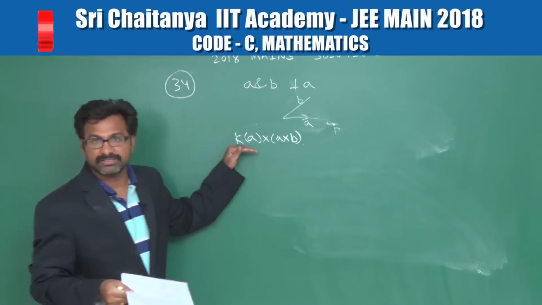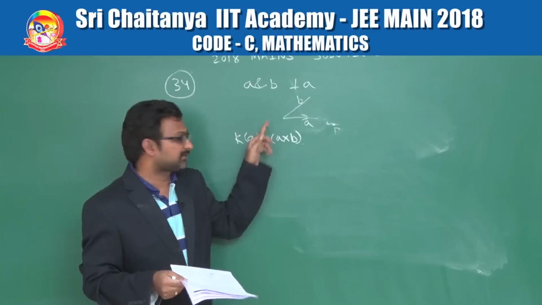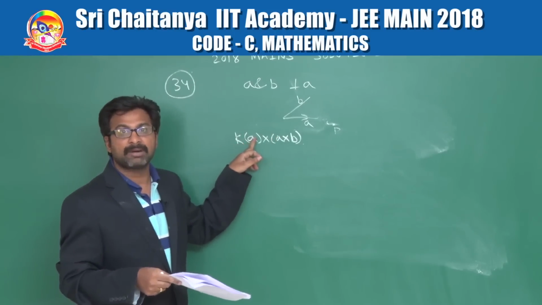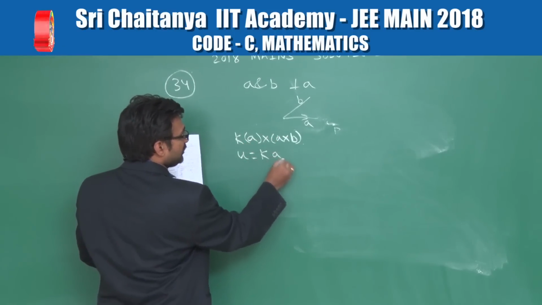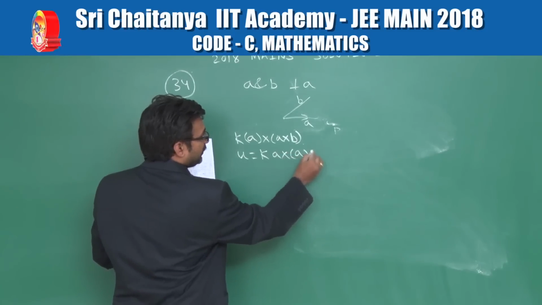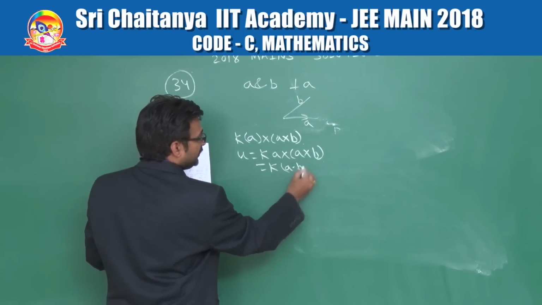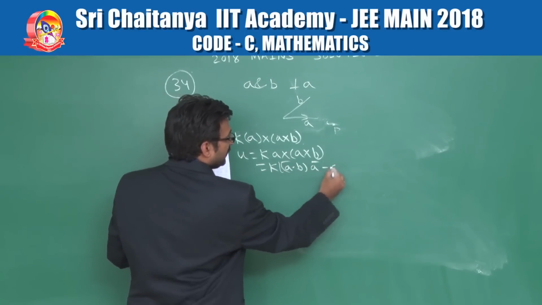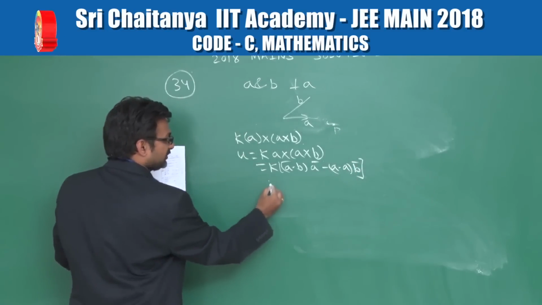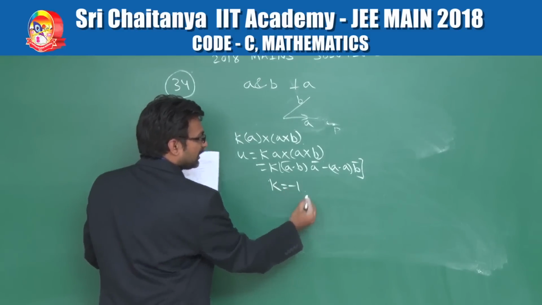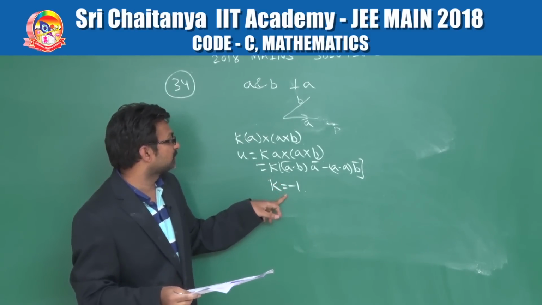K into A cross B is any vector coplanar with A and B and perpendicular to A. So, let us assume that U is equal to K into A cross B, that is nothing but K into A dot B into A bar minus A dot A into B bar. On simplification, you get K is equal to minus 1.